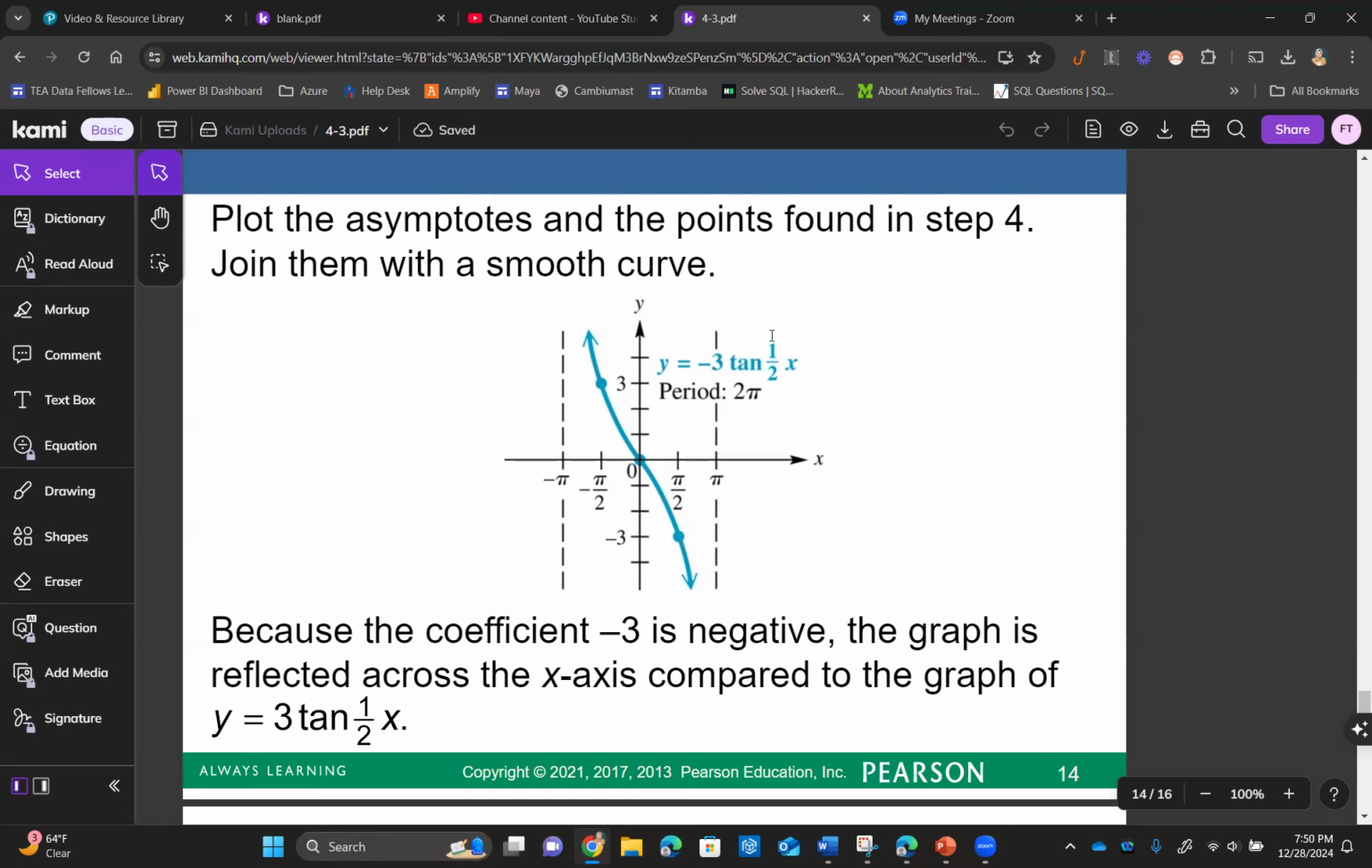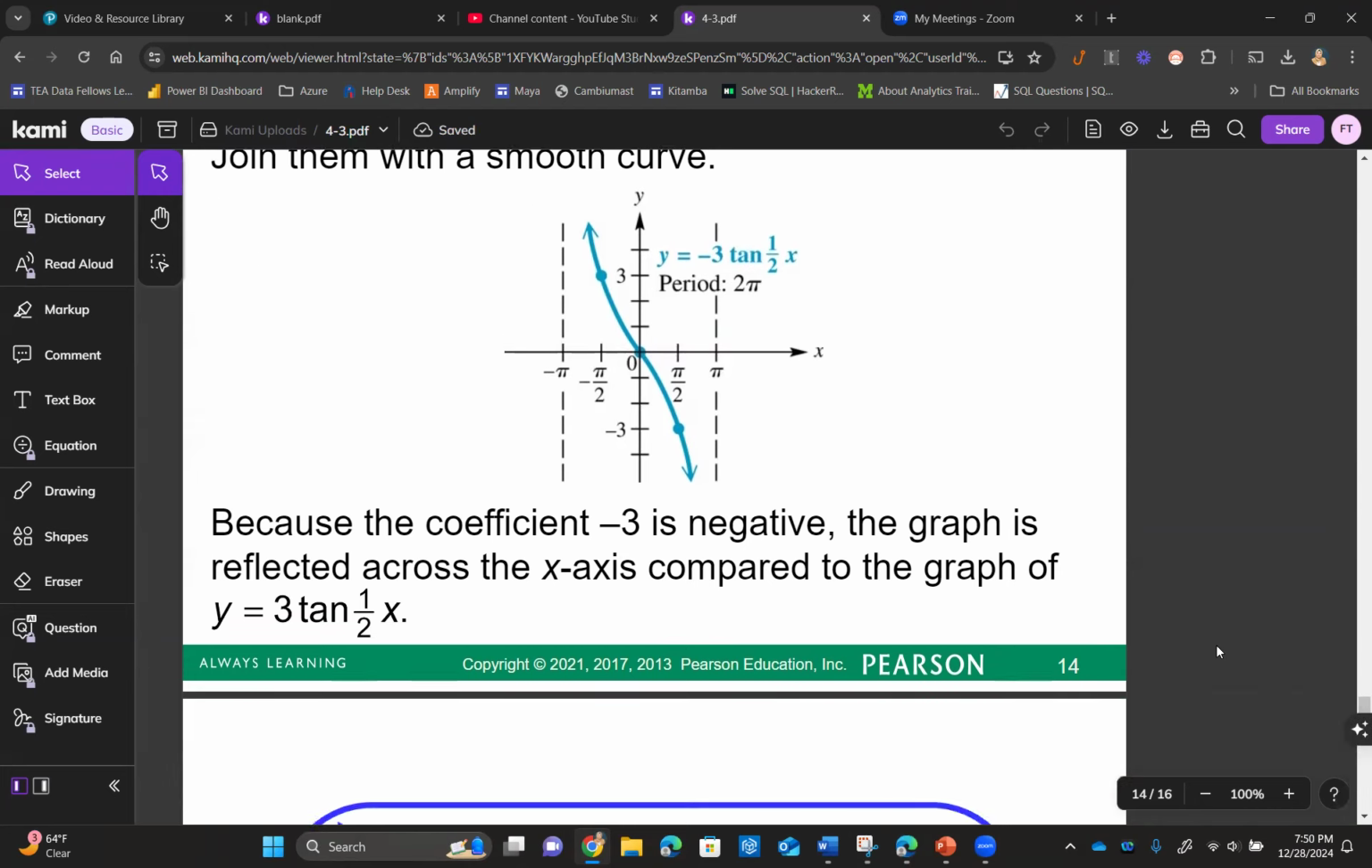And then all those key angles, we had to divide them by 1/2, so we had to multiply them by 2. So the asymptotes are now negative pi over 2 and positive pi over 2, and the graph starts from negative pi and ends at positive pi. And all of these y values, we had to multiply by negative 3. So this is what we need to get on the new graph.